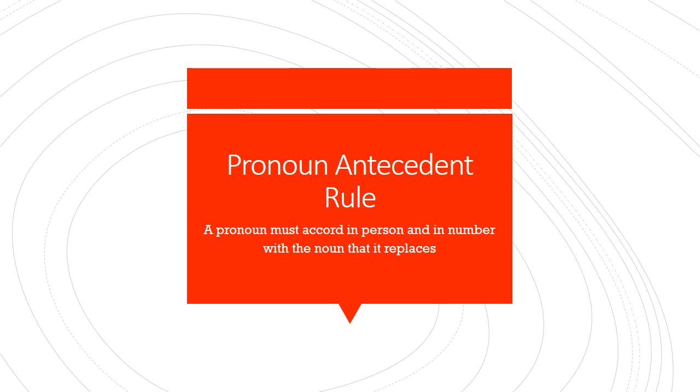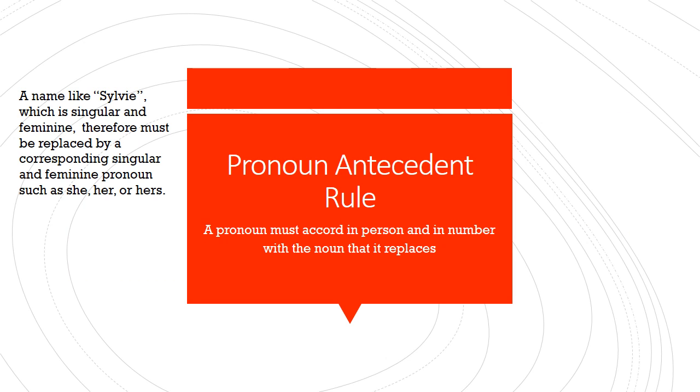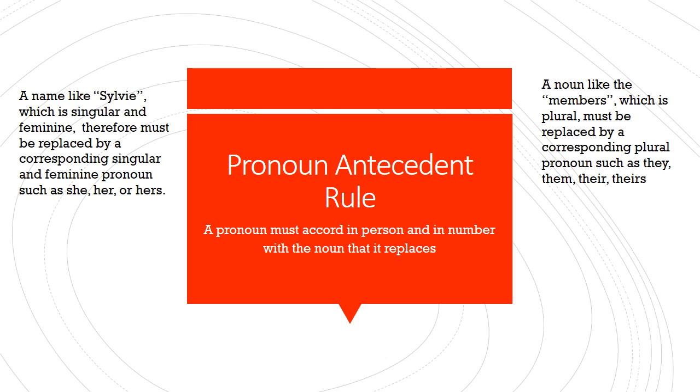This all brings me to the pronoun antecedent rule. It's very similar to the subject-verb rule, but it's dealing with pronouns and nouns rather than verbs and nouns or subjects. A pronoun must accord in person and in number with the noun that it replaces. The same as when we were talking about subject-verb, where the verb and the noun had to accord in person and number, the pronoun and the person or the noun that it's replacing must accord in the same way.